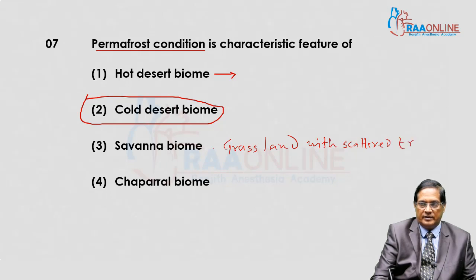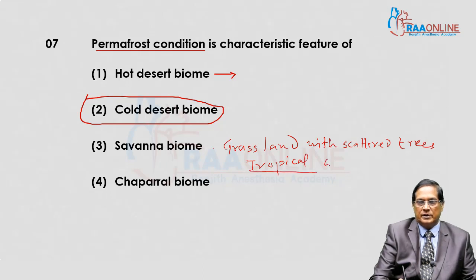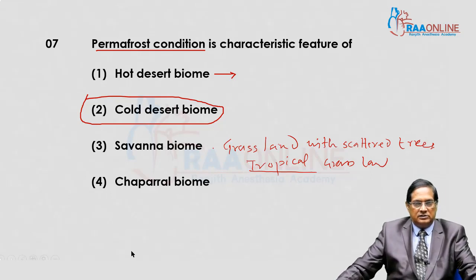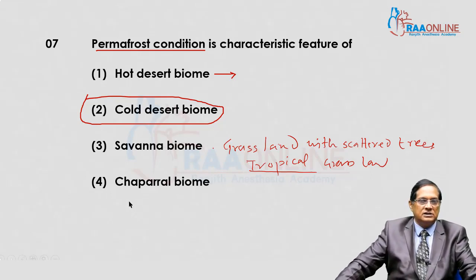Scattered trees. They are tropical grasslands. These types of grasslands are seen in tropical areas. So, this is tropical grassland. Chaparral is a biome, it is in the temperate area.